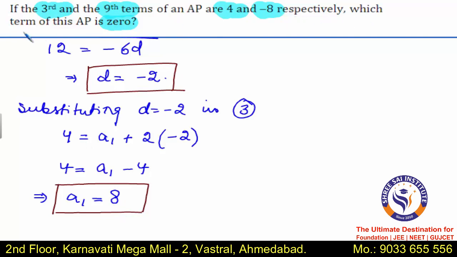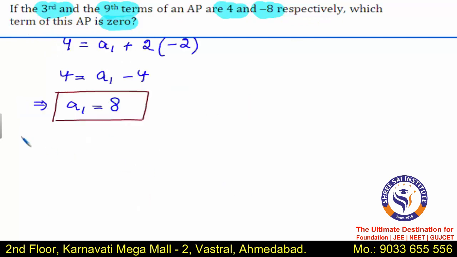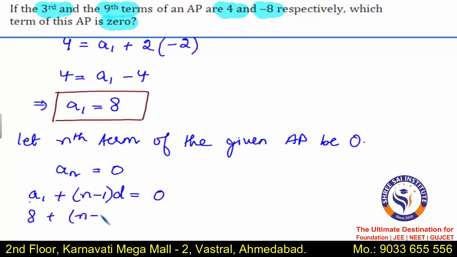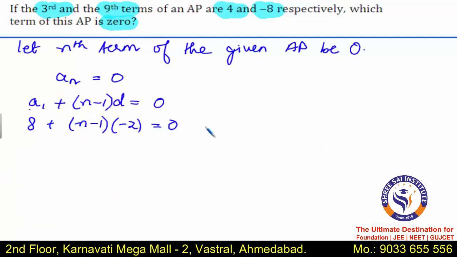We have to find which term of this AP is 0. So let nth term of the given AP be 0. This implies An is equal to 0. This further implies A1 plus n minus 1 into D is equal to 0. Now substituting the value of A1 and D, A1 is 8 plus n minus 1 into D is minus 2 is equal to 0. Now we will simplify this equation to get the value of n.